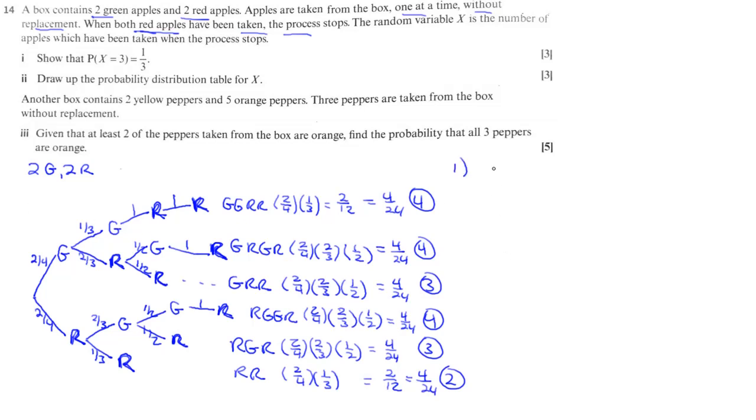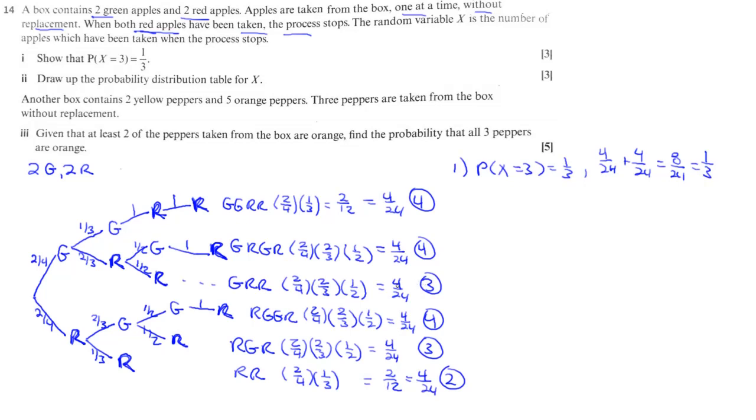And the part 1, they want to know the probability that X is equal to 3. Well, all I've got to do is add up these probabilities next to these 3's. That's going to be 4/24 plus 4/24. That's going to be 8/24 or 1/3. That's the probability of X equaling 3.